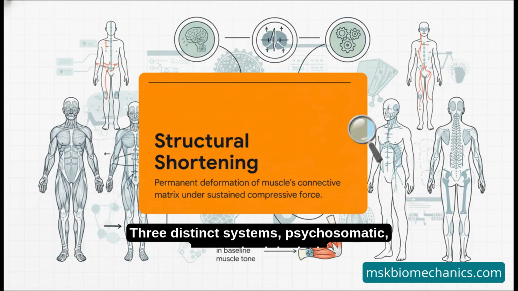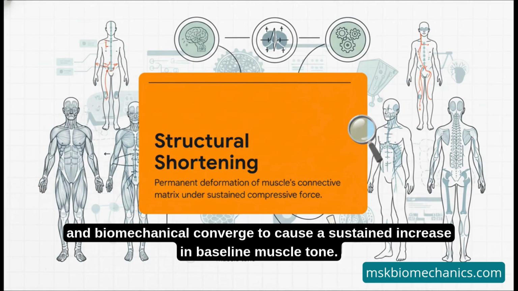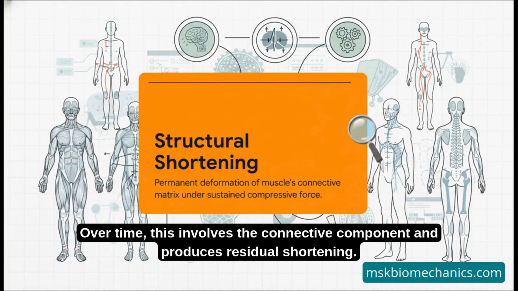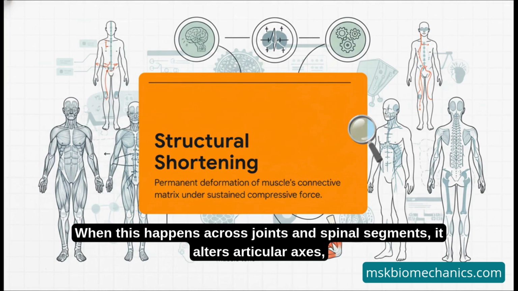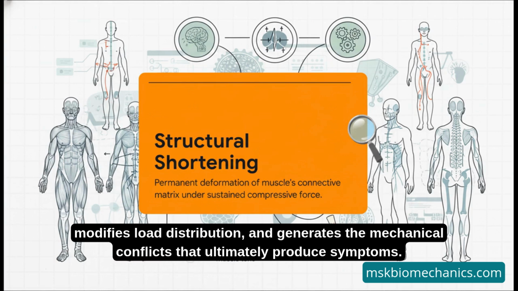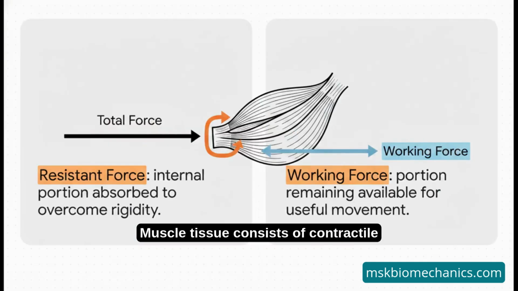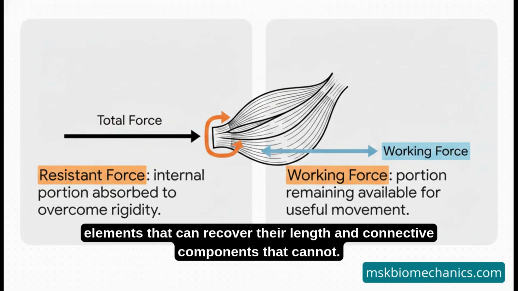Three distinct systems, psychosomatic, neurophysiological, and biomechanical, converge to cause a sustained increase in baseline muscle tone. Over time, this involves the connective component and produces residual shortening. A shortened muscle inevitably pulls on its bony insertions. When this happens across joints and spinal segments, it alters articular axes, modifies load distribution, and generates the mechanical conflicts that ultimately produce symptoms. Muscle tissue consists of contractile elements that can recover their length and connective components that cannot.